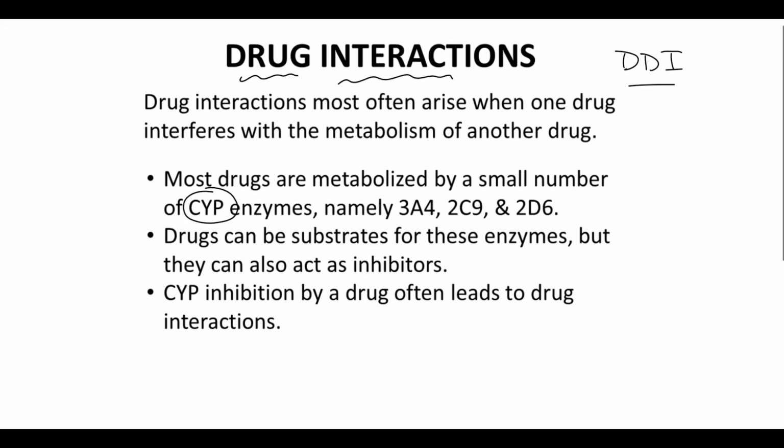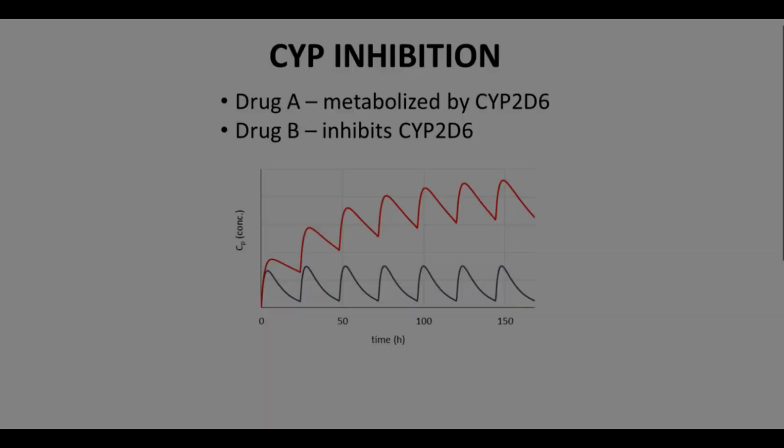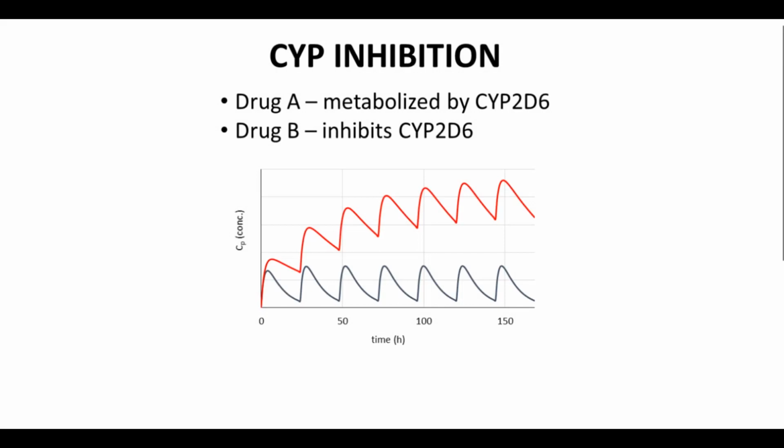The most important, by far, is 3A4, and it metabolizes about half of all small molecule drugs. Other important ones include 2C9 and 2D6, and there are a handful of others. Let's see how these drug interactions affect drug behavior.